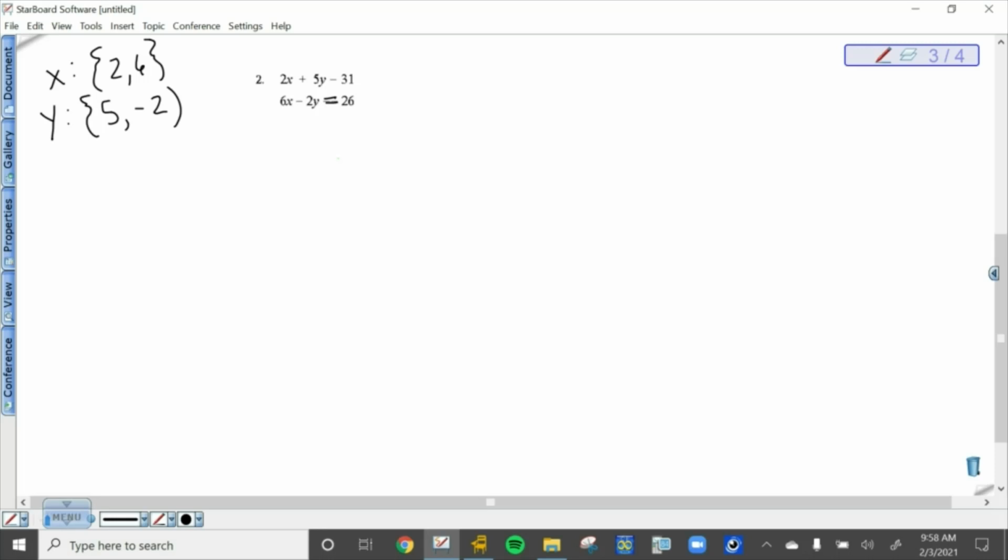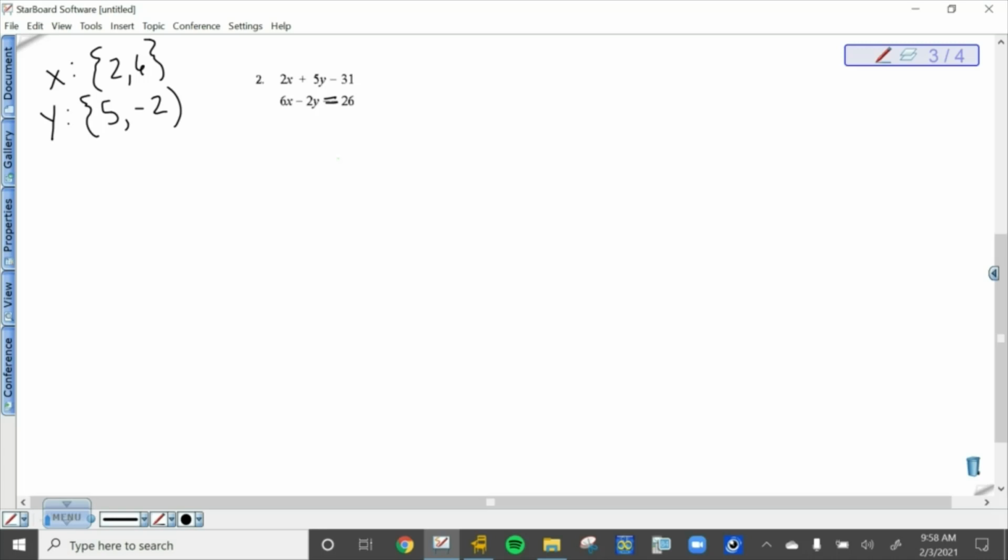Okay, so what's the additive inverse of negative 2? 2. Is there anything we can multiply by 5 to get to 2 easily? No, because 5 times 1 is 5. It's already bigger than 2.